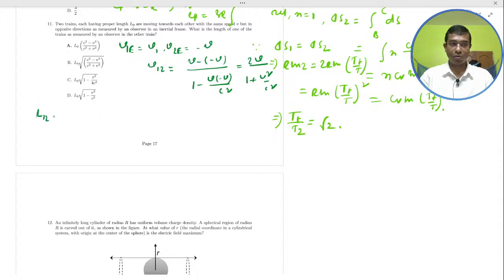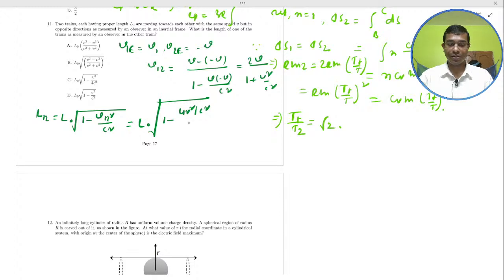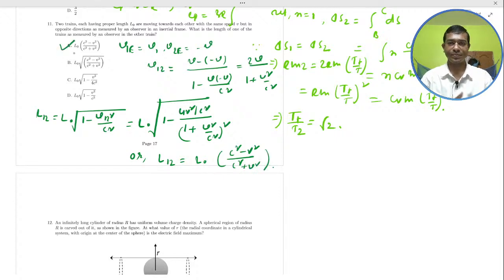So L12 is nothing but L0 square root of 1 minus V12 square by c square. This is equal to L0 square root of 1 minus 4V square by c square divided by (1 plus V square by c square) whole square. So L12 is equal to L0 (c square minus V square) divided by (c square plus V square). Option A would be the correct one.